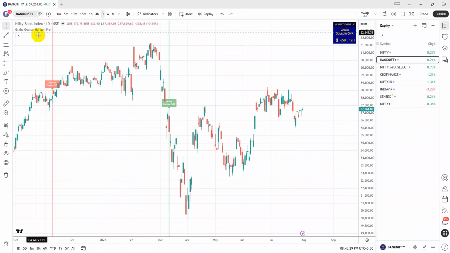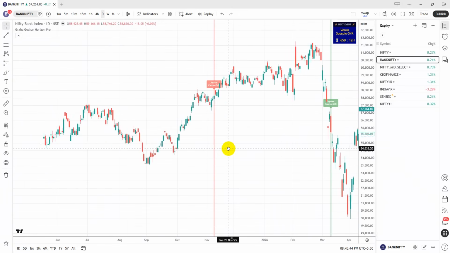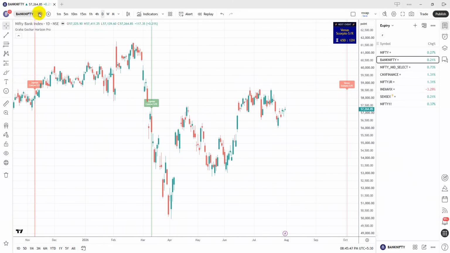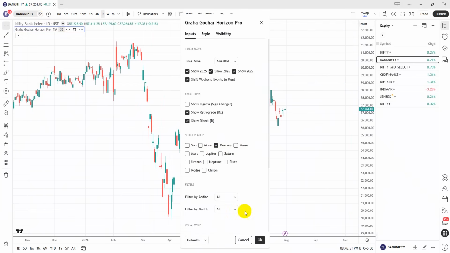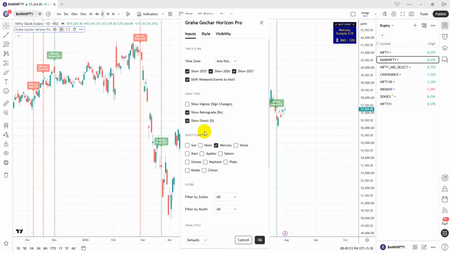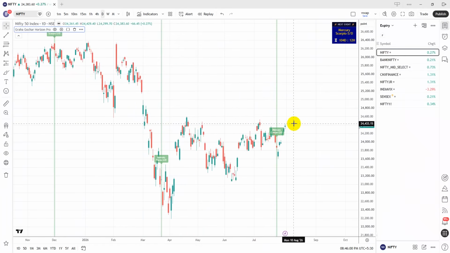Again, this indicator is available on my website for a monthly fee. But even if you don't use it, all this information is available free of cost. Just Google retrogrades of planets and you can easily see that. This is how planets turning retrograde and direct help you in capturing some big moves. These are basics of astrology, but they are very, very powerful. And you can see how beautifully the market moved from this day on Nifty.